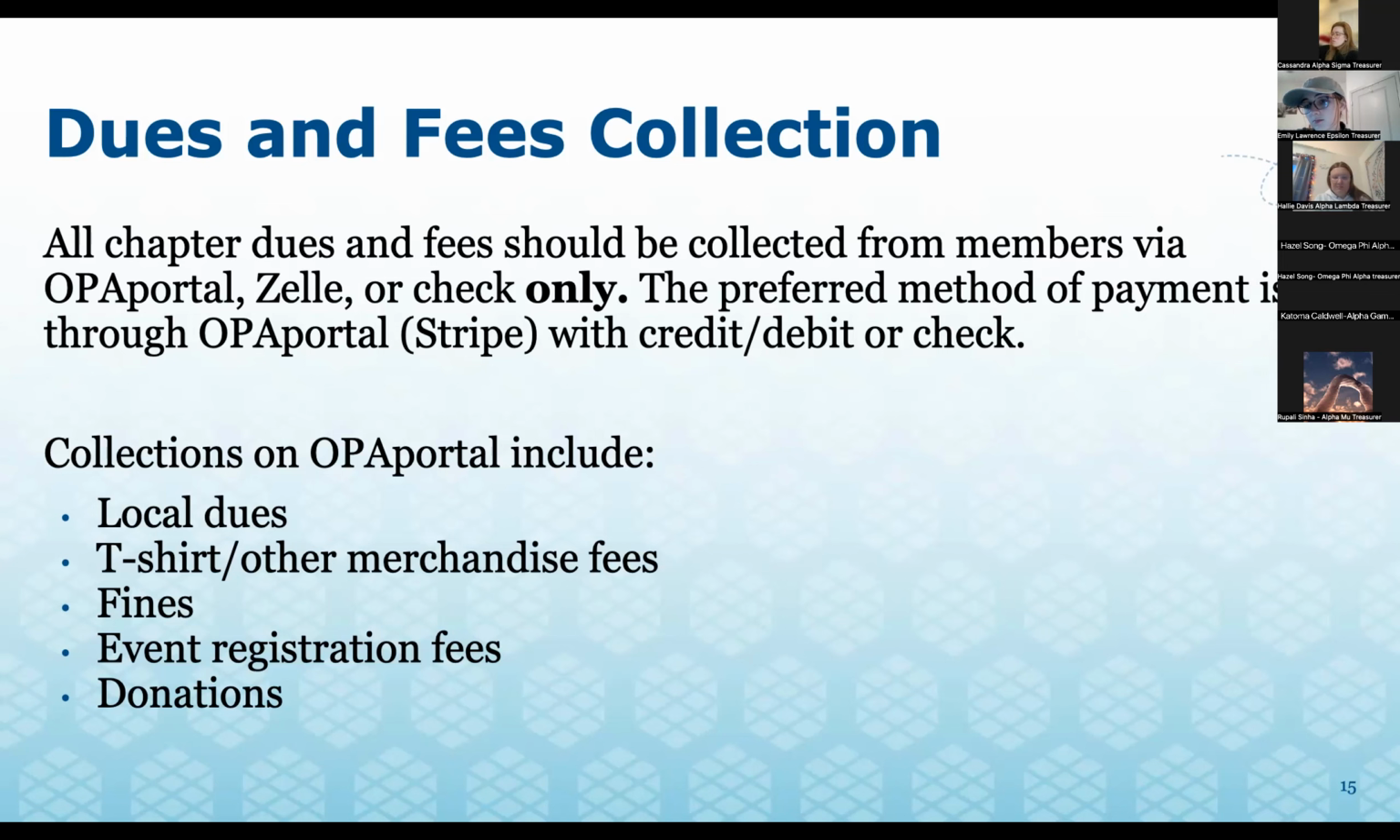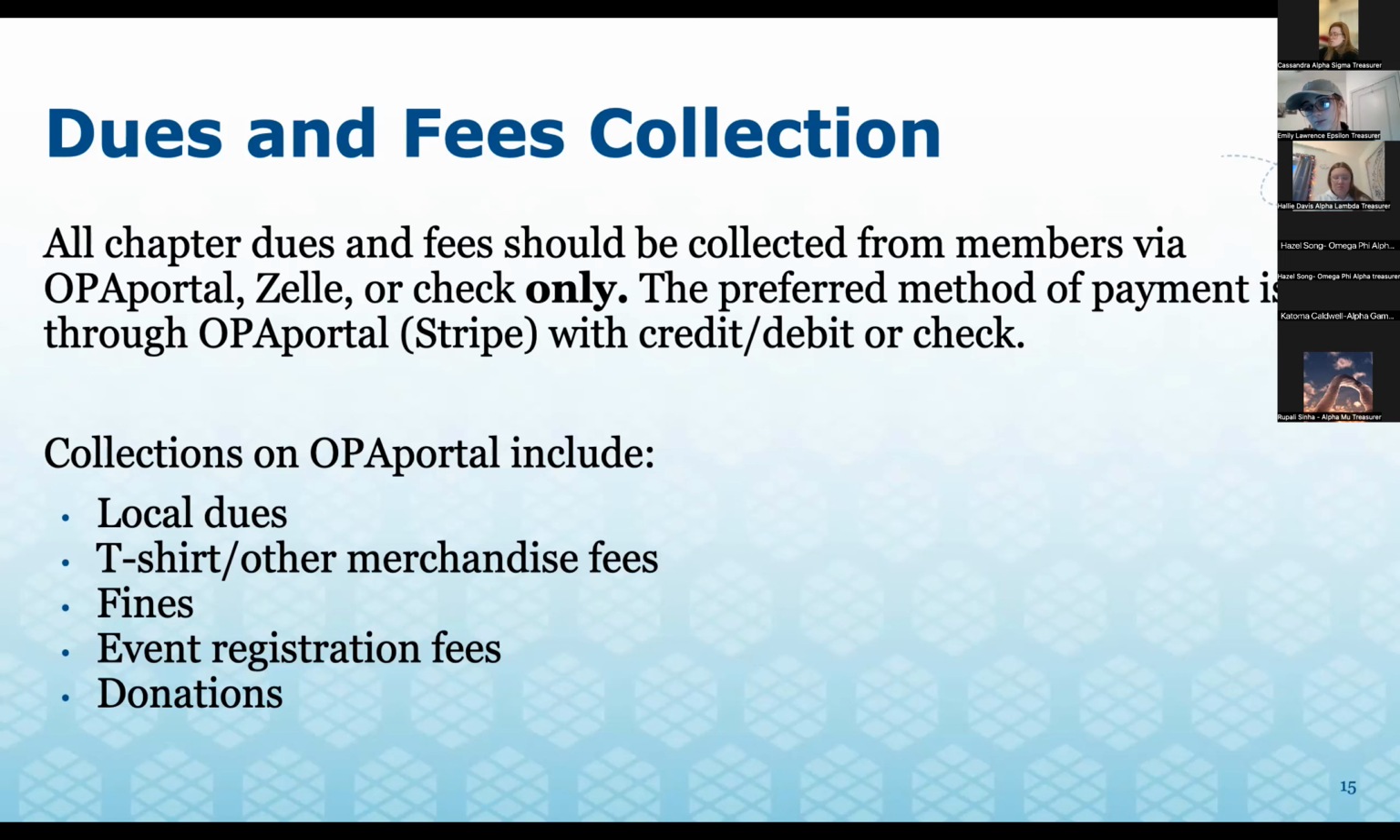So far, I think I've met with 4 of you and have set up Stripe with no issues at all. It seriously takes 15 minutes. It's amazing. You can accept credit and debit card on Stripe or ACH payment, basically an e-check. You can collect chapter dues, fees for merchandise, and fines, you can create event registration pages, and you can accept donations all through OPA portal.